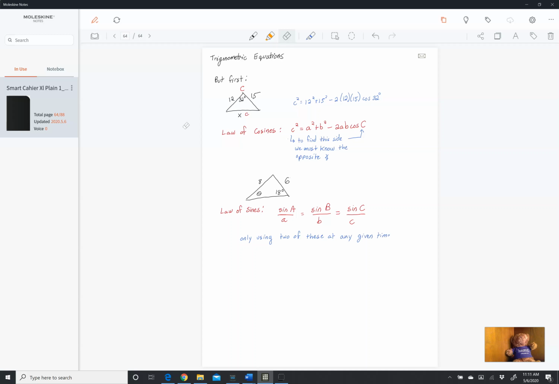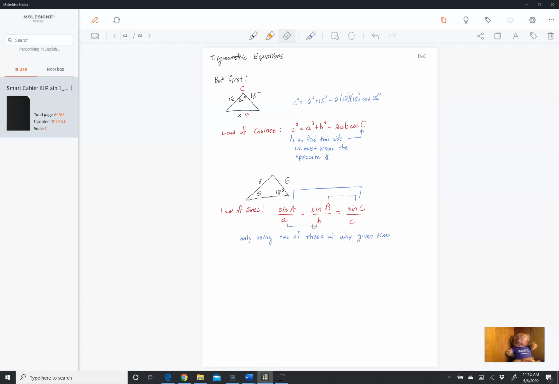So depending on what you're looking for and how you label your triangle, you might be using sine A over A equals sine B over B, or you could be using sine B over B equals sine C over C, or sine A over A equals sine C over C. And sometimes some people will write it where the sides of the triangle are the numerators and the sines of the angles are the denominators. It doesn't matter, okay? Ultimately, it doesn't make a difference as long as you're consistent.